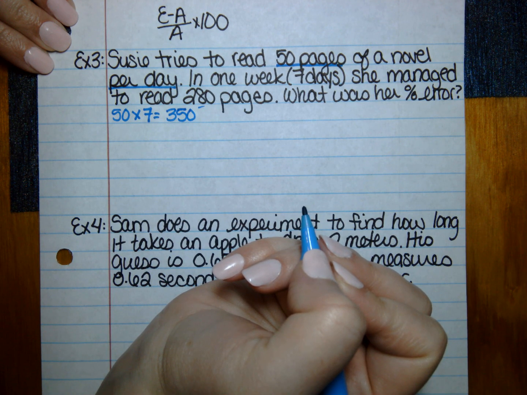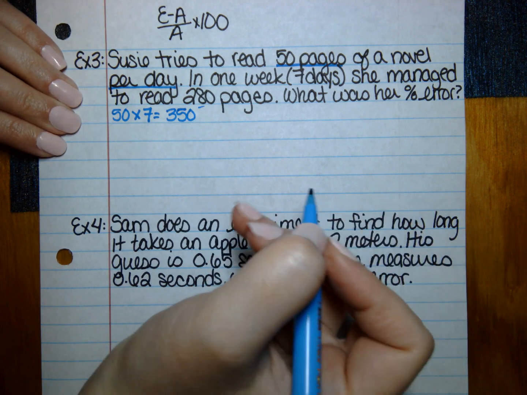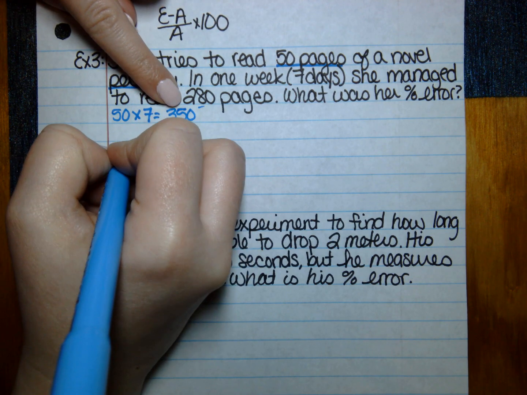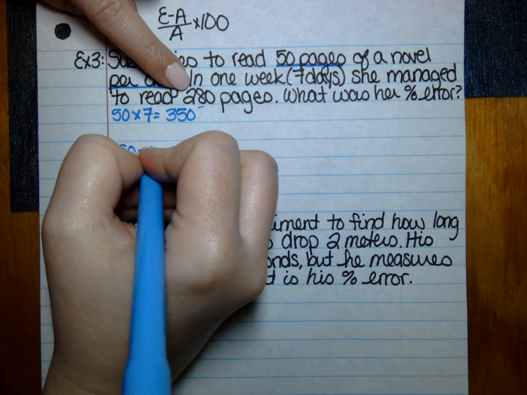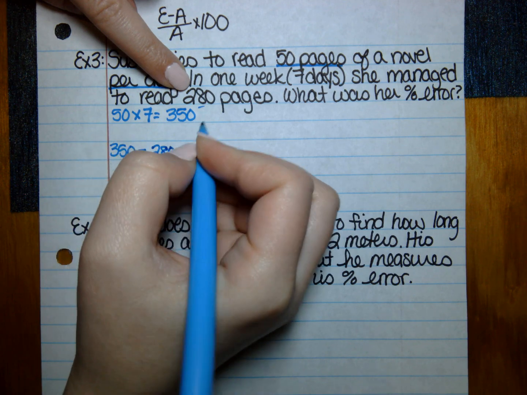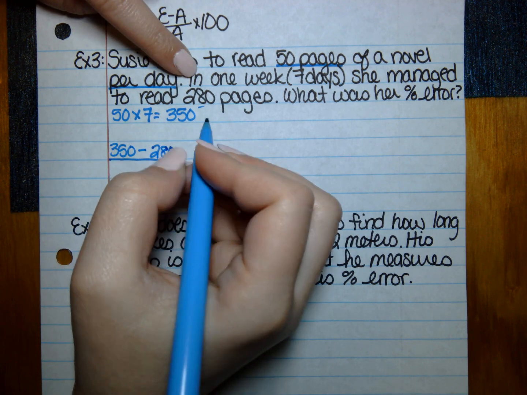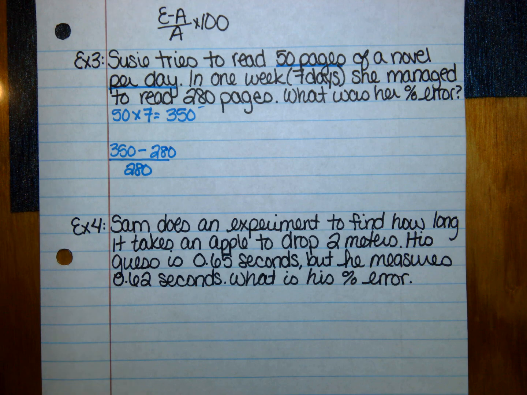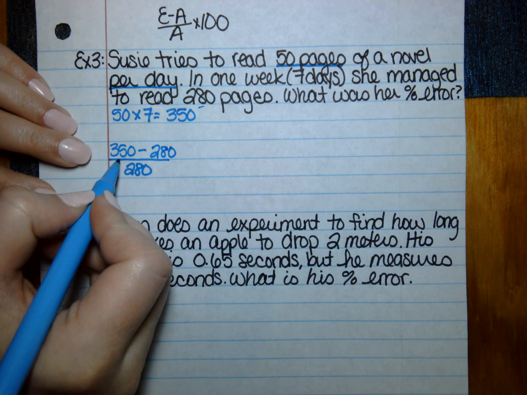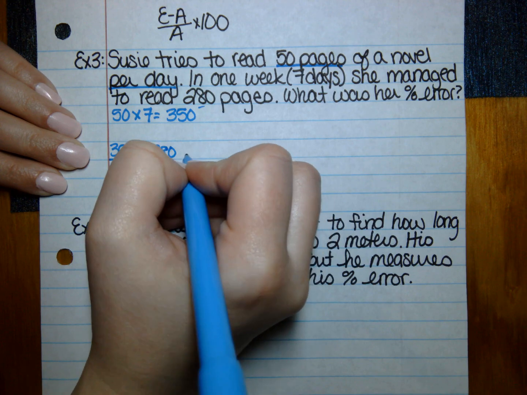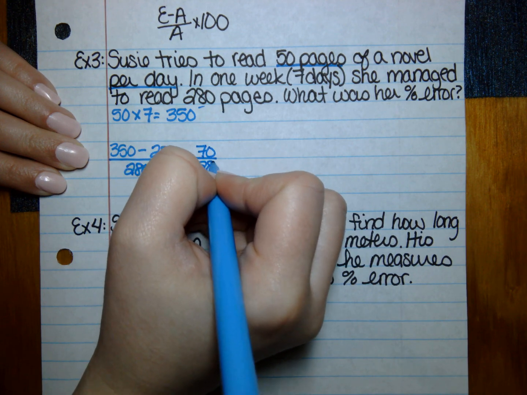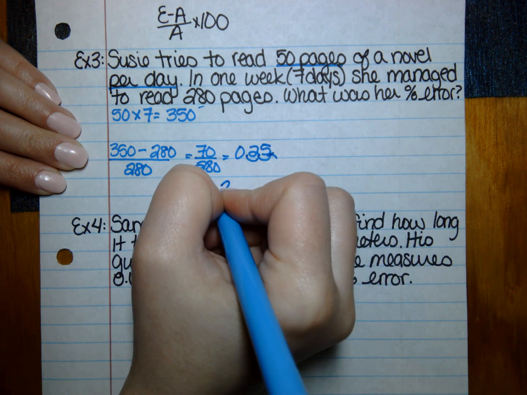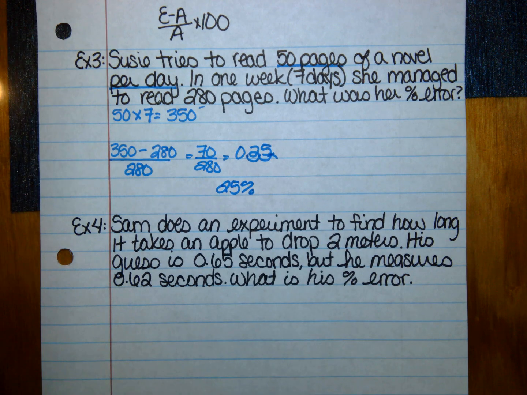When I go to solve this, I now am going to have how many pages she wanted, 350, minus what actually happened, divided by what actually happened. So when I do my subtraction, 350 minus 280 is going to give me 70 divided by 280. When I divide this, I get 0.25. Move my decimal, so I get 25% for my error.